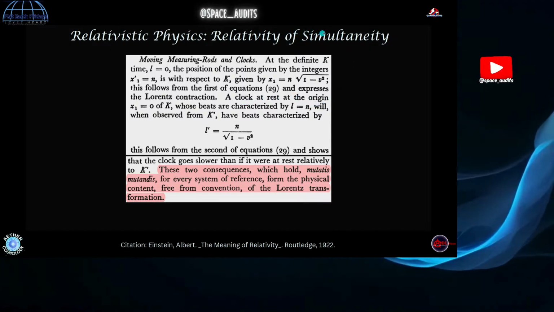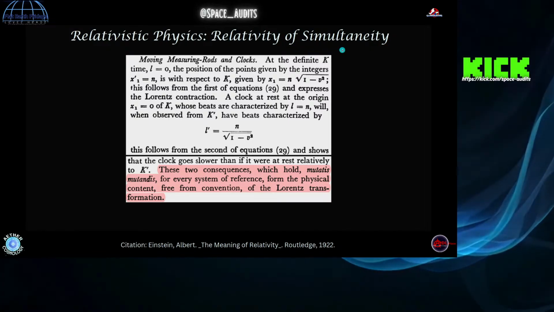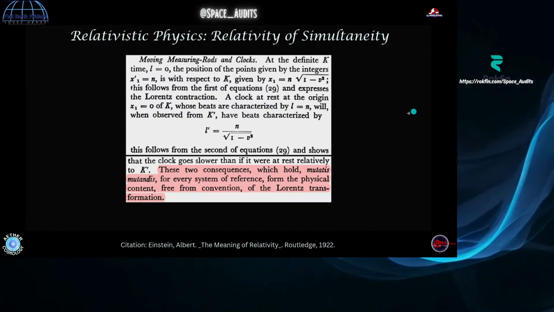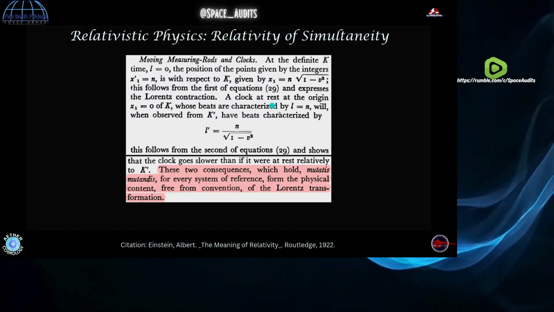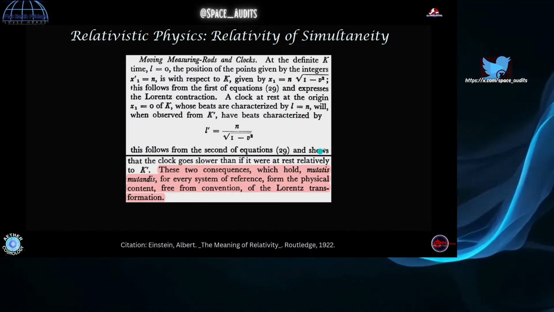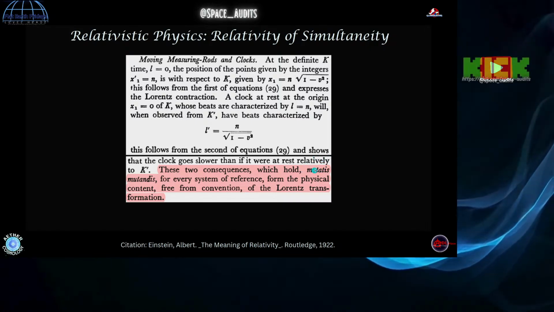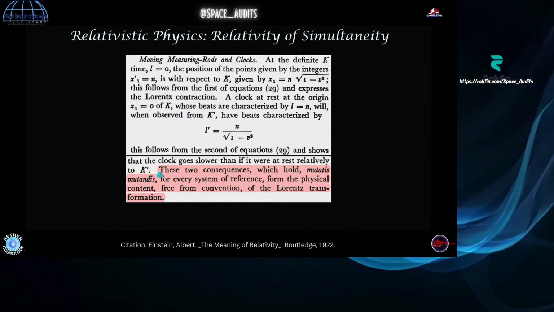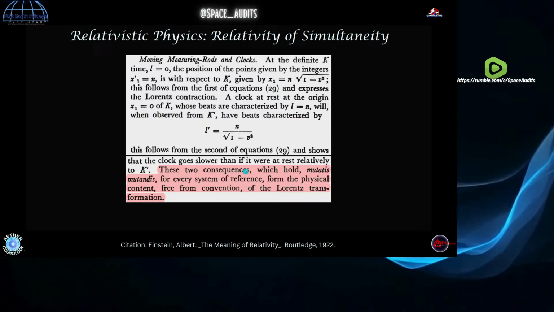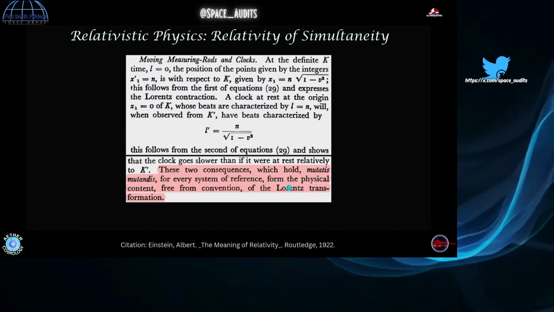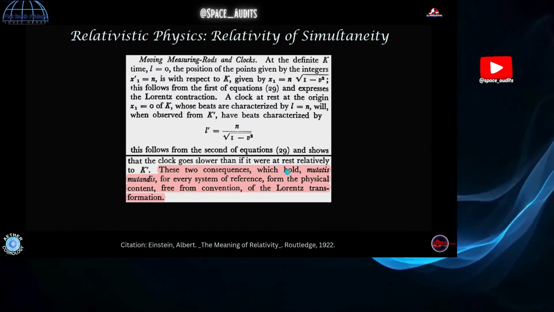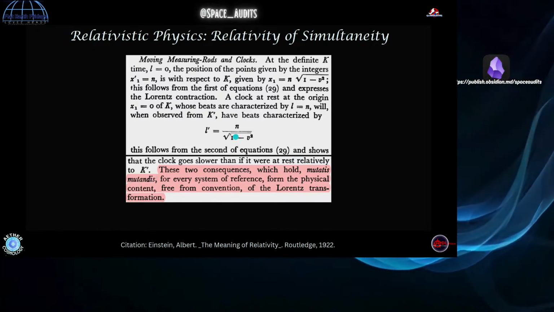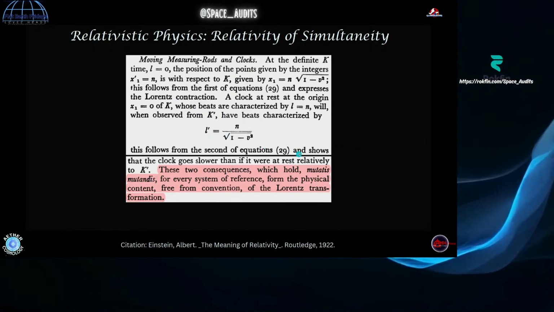So relativity, the simultaneity. This is from 1922 when Einstein's going over the twin paradox, and he's saying that there needs to be reciprocity in the frames of the moving clock. So he's describing moving clocks in the system above, and he says the two consequences which hold mutatis mutandis, which is just a fancy Latin way of saying vice versa for the frames, the one in motion with respect to the one that's stationary. For every system, form the physical content free from conviction of the Lorentz transformation. So you've got to apply Lorentz's transformations and show that their consequences hold vice versa, right? The change in length and time.